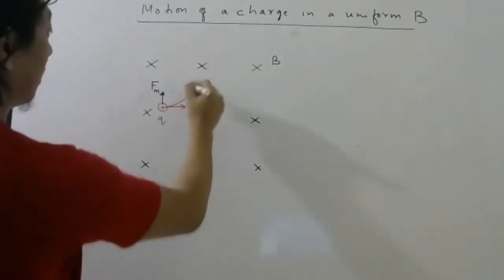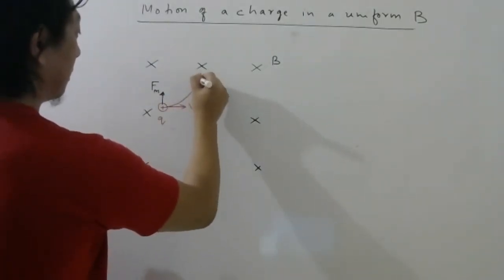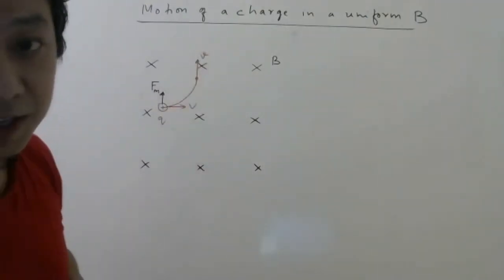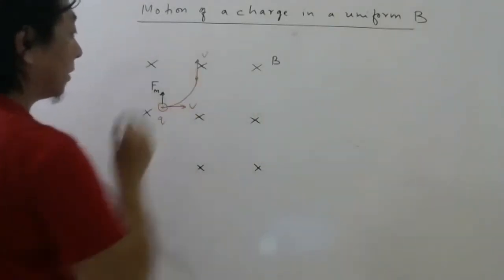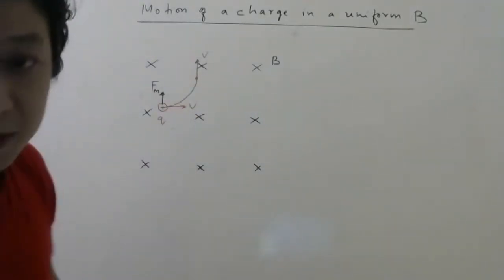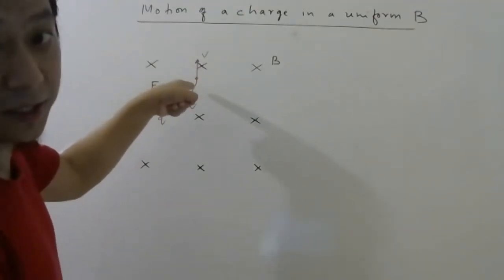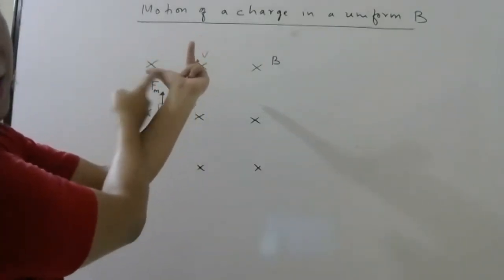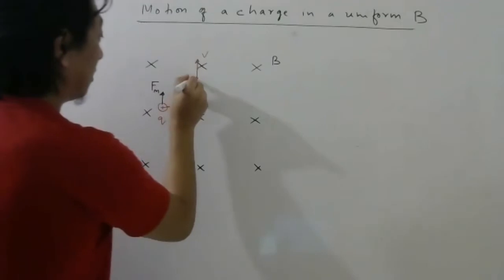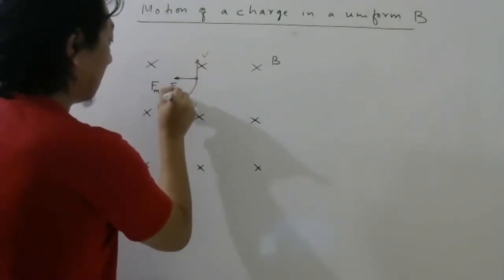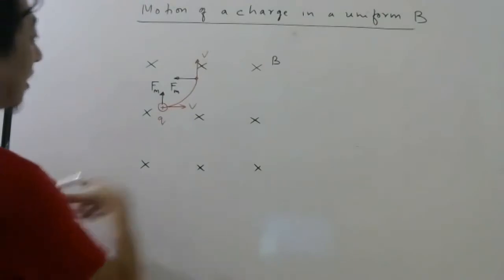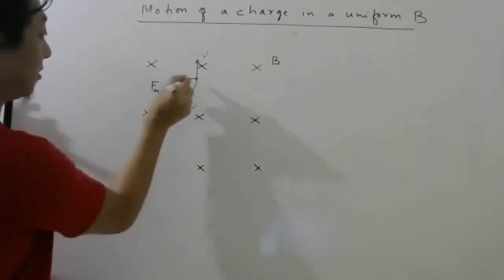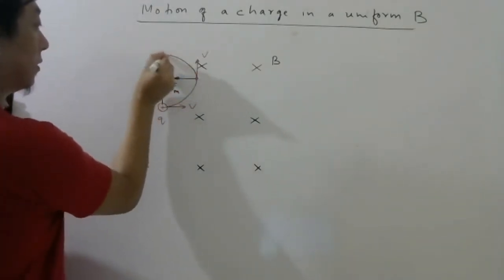When it reaches somewhere here, let's say here, its velocity will be like this, tangent. Velocity is always tangent. Now where will be the force? Let us check once more. Magnetic field is inside. Motion of the charge is up. So force is towards my left. So now see what will happen. This charge is going this way, but force is this way. So the charge will deflect this way. Right?